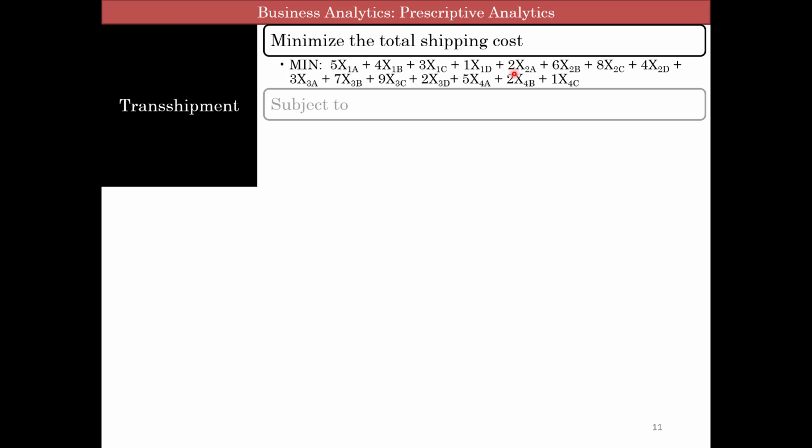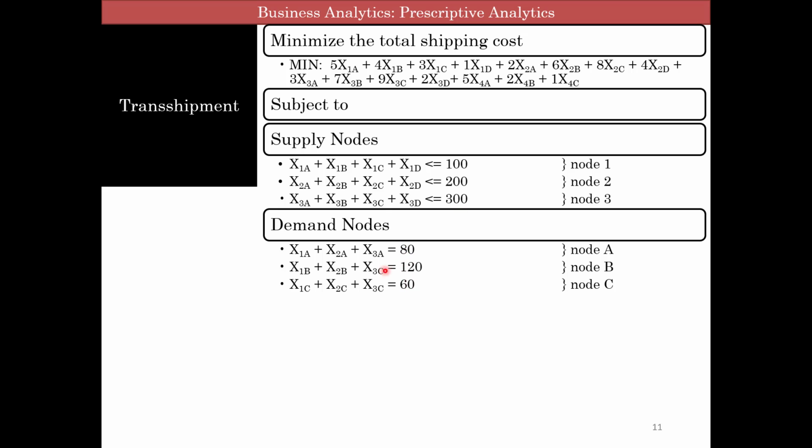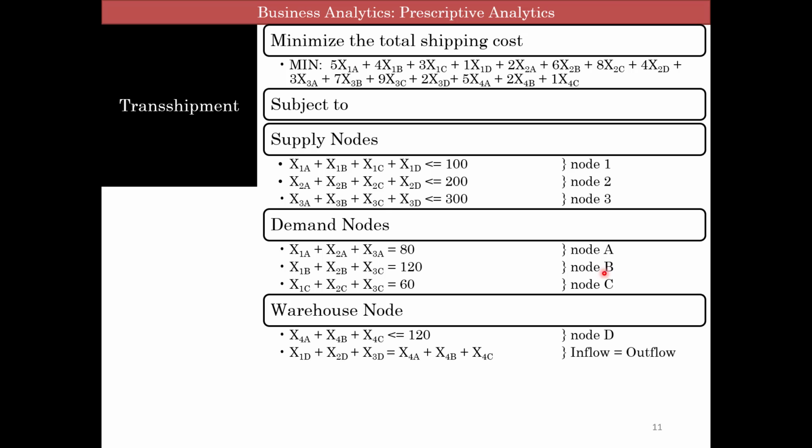This is the same. Subject to constraints, your supply nodes, as you can see, you don't have to send all of them. So everything going out of 1, 2, and 3, you're going to have less than signs. Your demand nodes will have equal to signs because you're going to meet all the demand at A, B, and C. And the warehouse node, you have to put warehouse capacity. So from anything which is coming from 4 to A, B, and C, the outflow is less than 120.